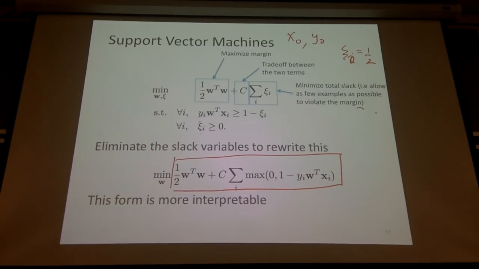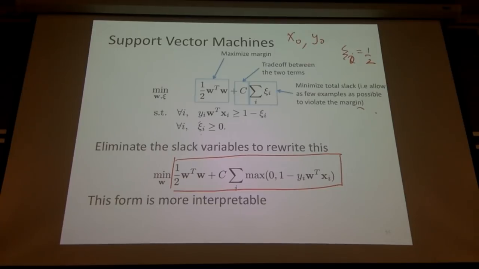Could you also say that you can just ignore those because they don't affect where the margin finally ends up? Essentially, yes. Unless they are on the margin. Right. But even then, their slack would be zero. Yes, that's right.